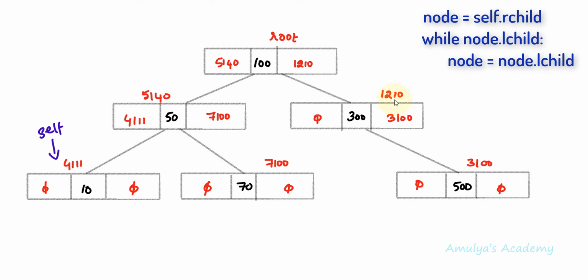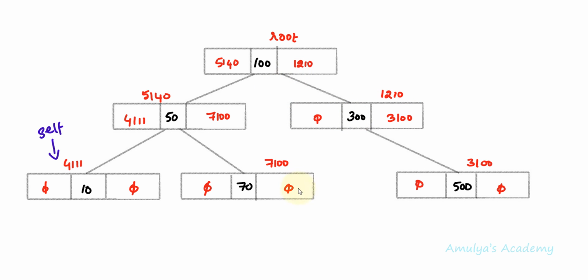That's why first I took node equal to self.rchild. Here this is the node which I want to delete. That's why self is pointing here. So if I take node equal to self.rchild, this is the node now. This is the right child. Now I want to find the node with the smallest key in the right subtree. For that I am using a while loop. The smallest value of any tree will be present on the left side, in the left child. If the left child is empty, then the root node will be the smallest node.